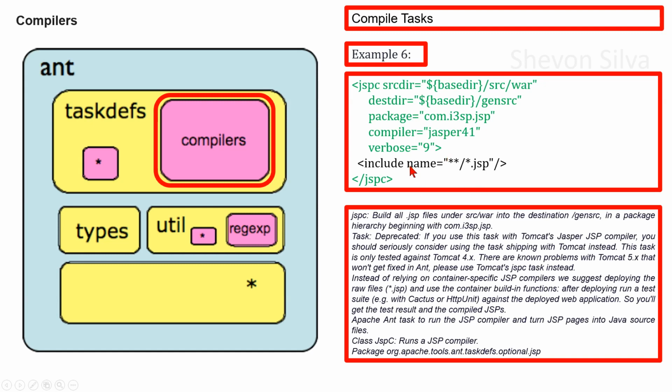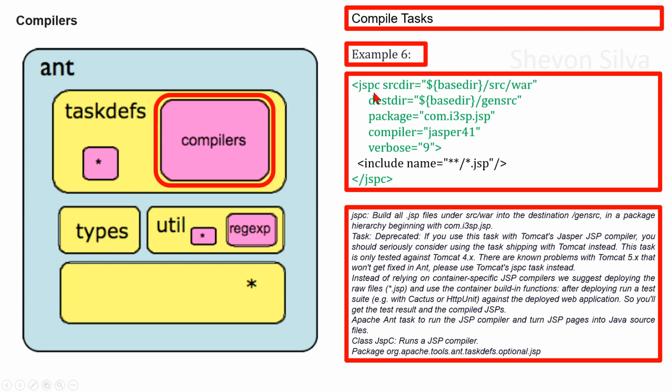Now we are considering JSPC. Here we build all JSP files under /src/var into the destination /gen/src in a package hierarchy beginning with com.i3sp.jsp. The task JSPC is deprecated.